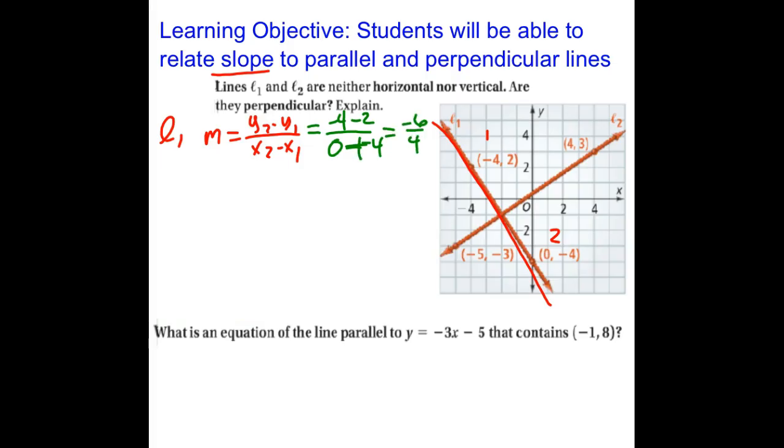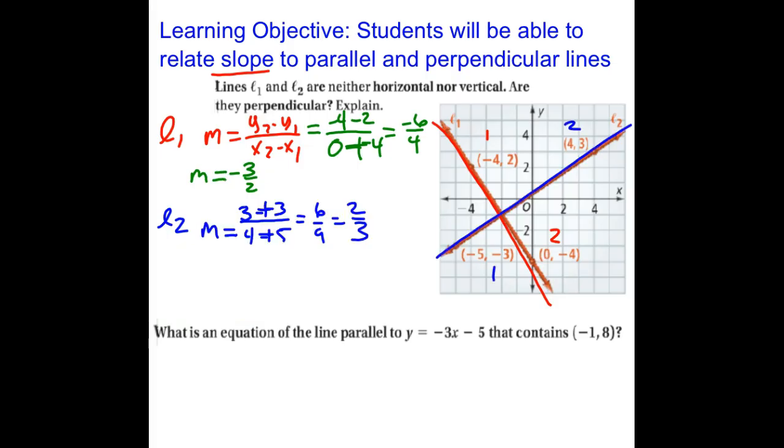We just want to simplify those fractions. If I take -6 over 4 and simplify it, I should get -3/2. So that's my slope for line 1. I just want to do the same thing for line 2. So pause the video and you try to do the slope for line 2 on your own.